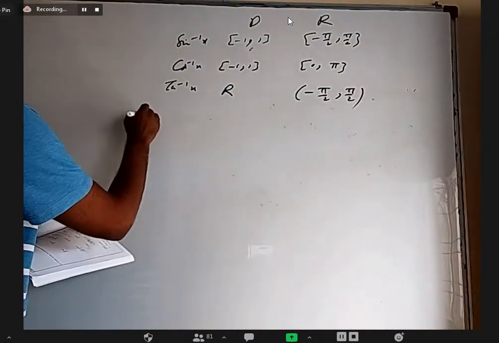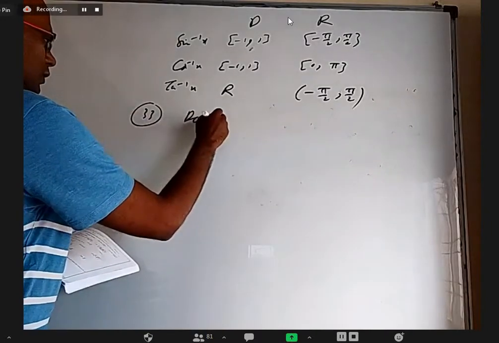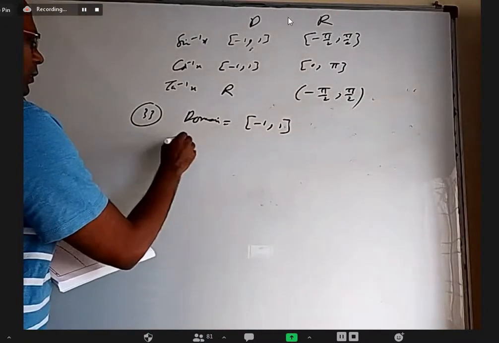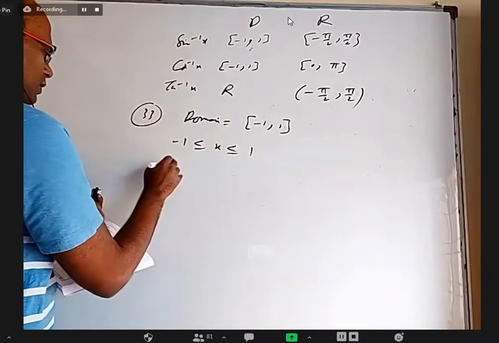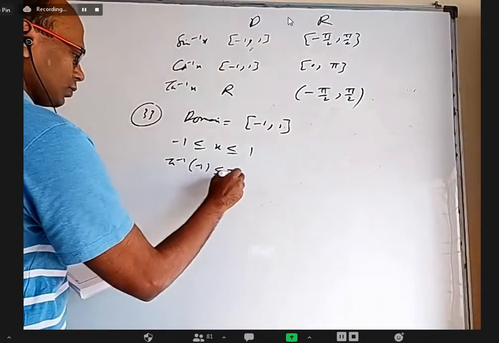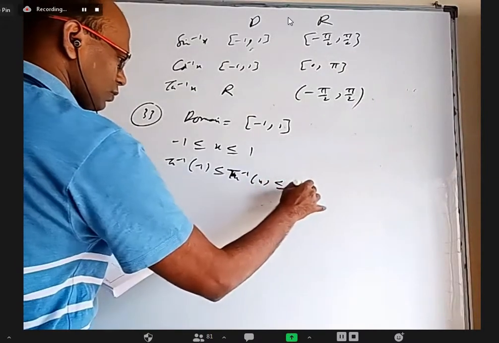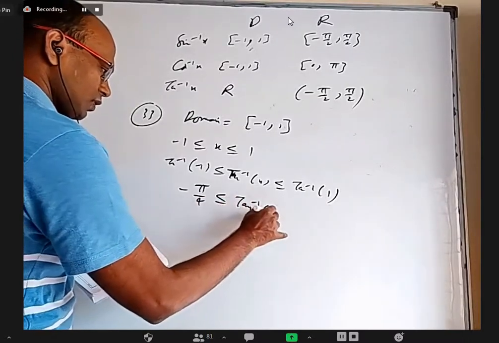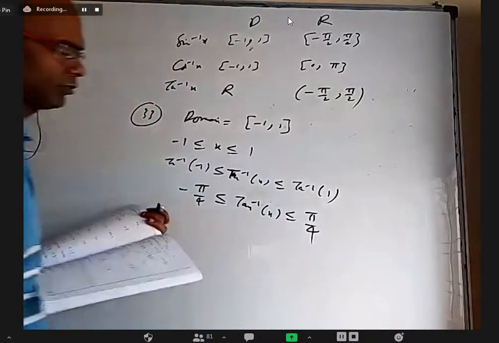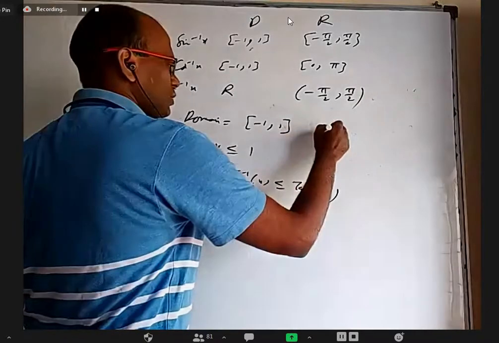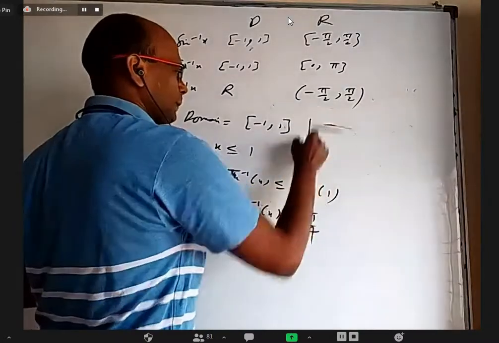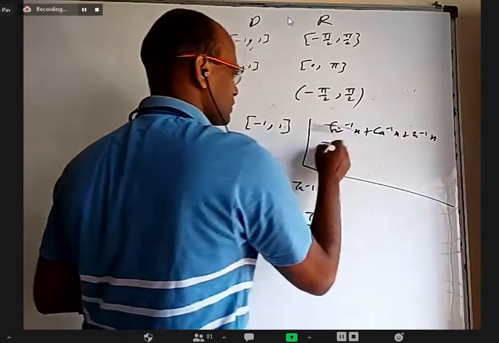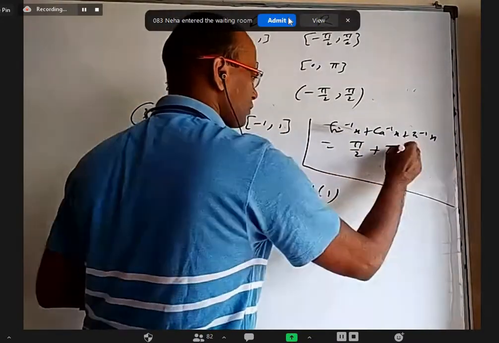Okay, so 33. First of all, the domain is the closed interval -1 to 1 for the given function. -1 less than or equal to x less than or equal to 1 means tan inverse -1 less than or equal to tan inverse x less than or equal to tan inverse 1, which is -pi/4 less than or equal to tan inverse x less than or equal to pi/4. And the given expression, sin inverse x plus cos inverse x plus tan inverse x, is equal to pi/2 plus tan inverse x.